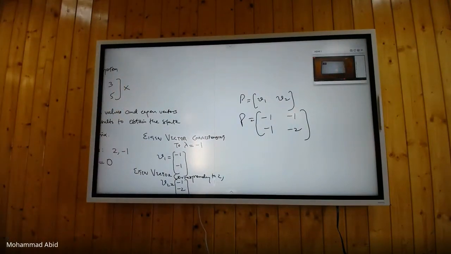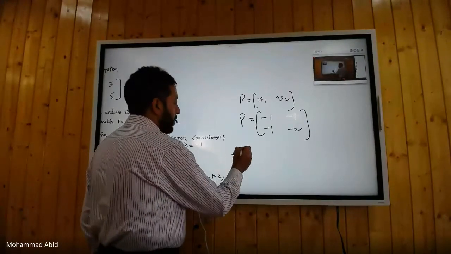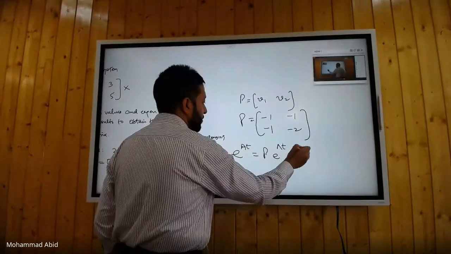I have shown you the eigenvalue method of evaluating the state transition matrix, right? What is the eigenvalue method of evaluating the state transition matrix? What is e to the power At equal to? Yes, quickly. Sir, P e to the power lambda t. e to the power At is equal to P e to the power lambda t into P inverse, right?